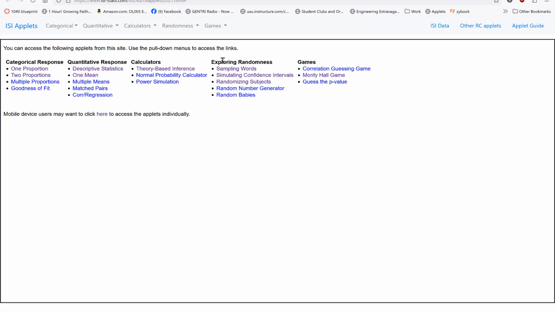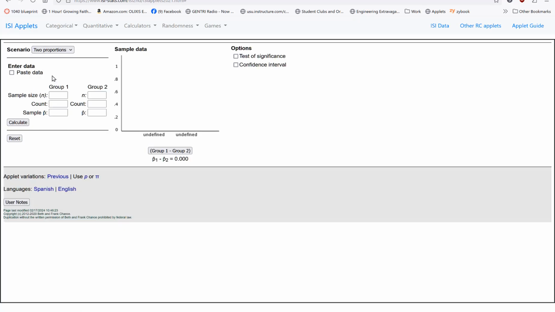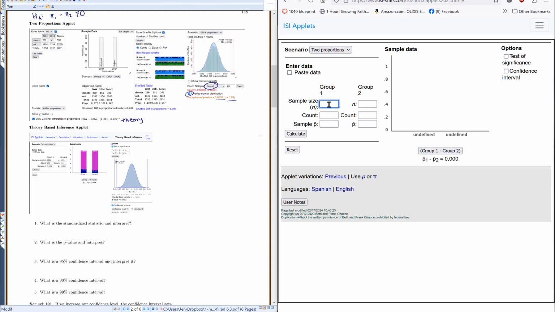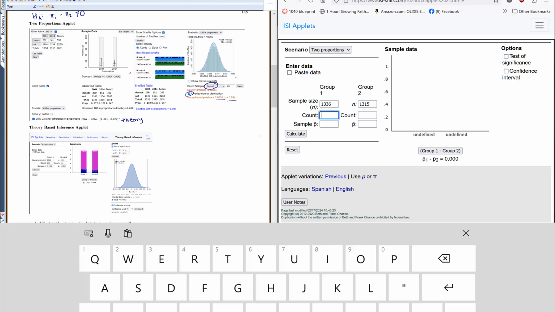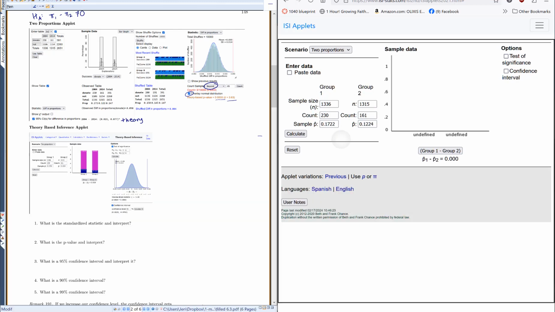So when we go to our theory-based inference calculator, you have to click on two proportions. And I actually find that this one's faster if I'm not given the entire table because I don't have to figure out how many actual failures there were. Okay. But you'll type it in, you say, okay, what was the sample size in the first group? The first group had a total sample size of 1336. The other group had a sample size of 1315. And then you put in the count of how many people did what you wanted, in this case, which is 230 for the first group and 161 for the next group. It will calculate the sample proportions for you.